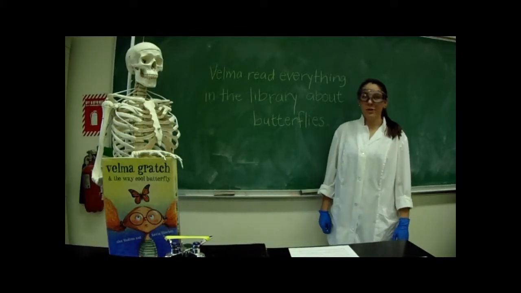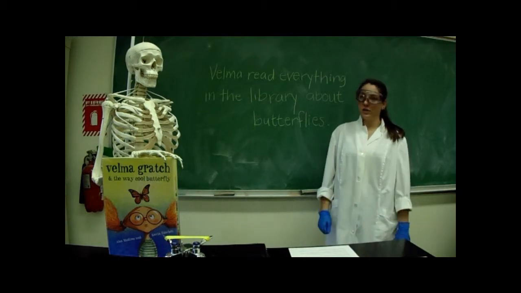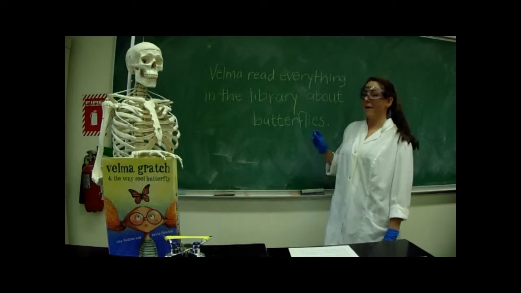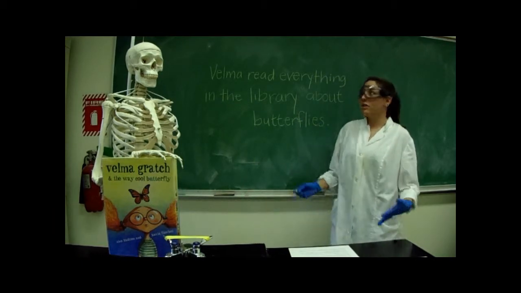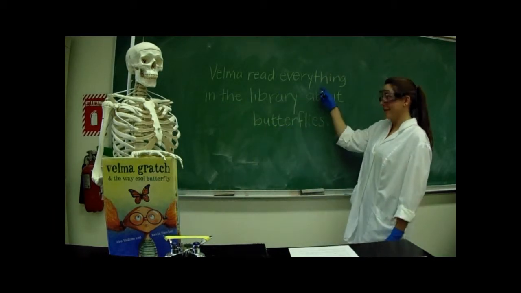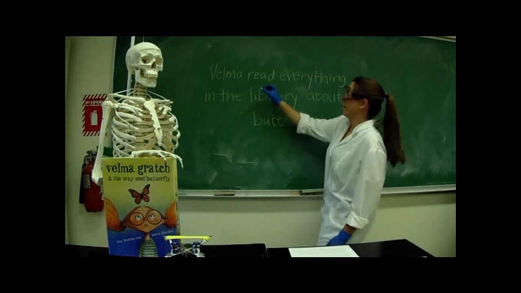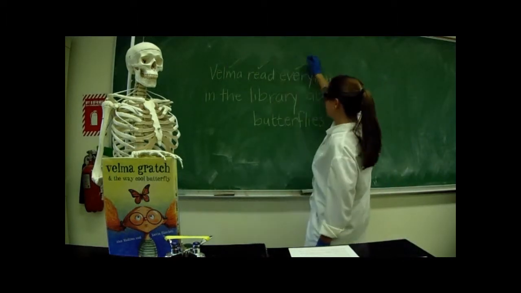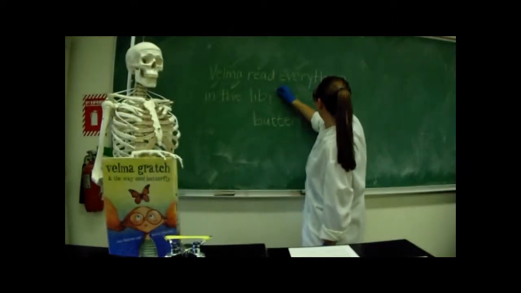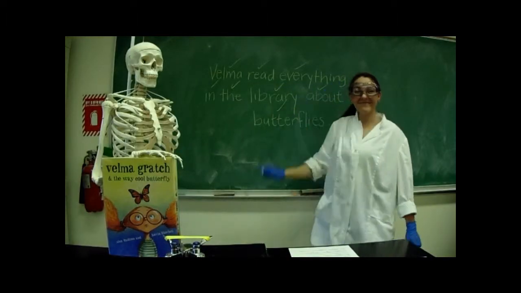Accurate word reading is probably the one you'll use most often, as long as the student is reading a just right book. This is notated with a check mark above the correctly read word. So if the student says, Velma read everything in the library about butterflies, we can check every single word.